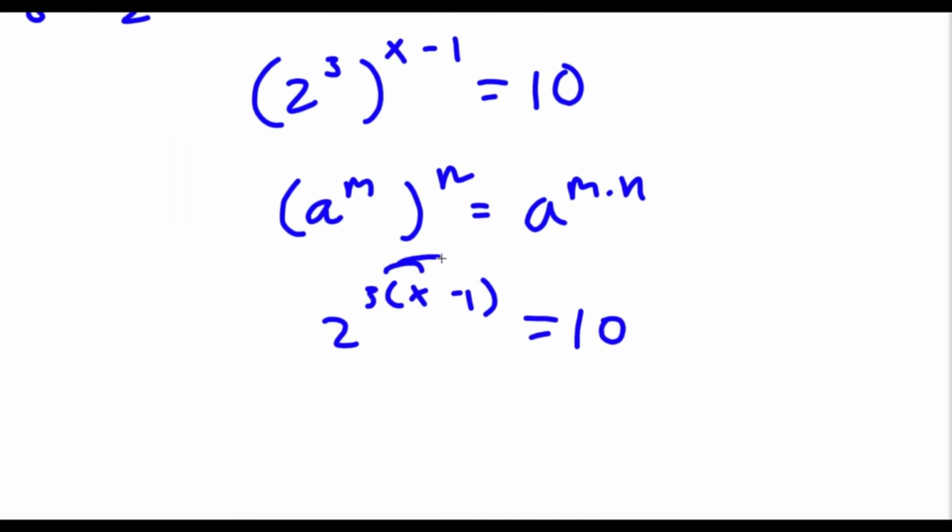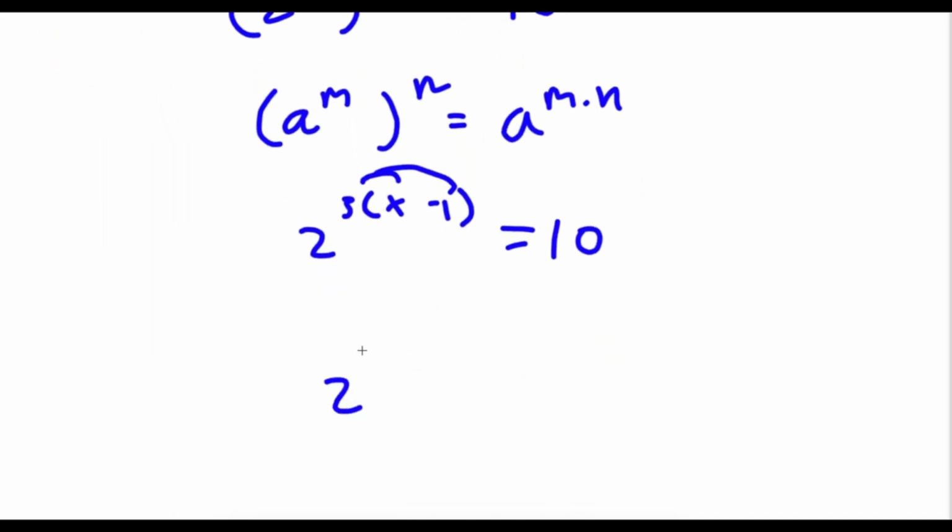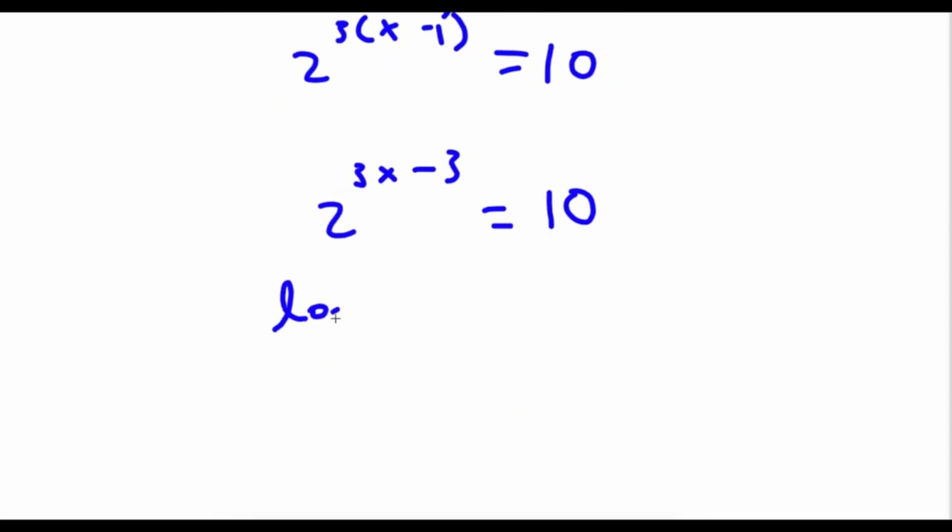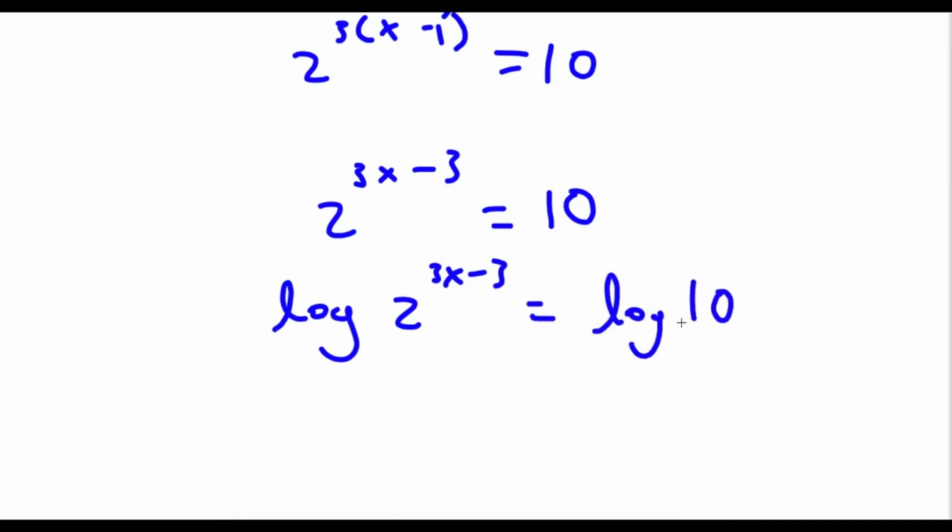And now I can distribute the 3. 3 times x is 3x. And 3 times negative 1 is negative 3, so 2 to the power of 3x minus 3 is equal to 10. Now, if I take the log on both sides, I have log 2 to the power of 3x minus 3 is equal to log 10.